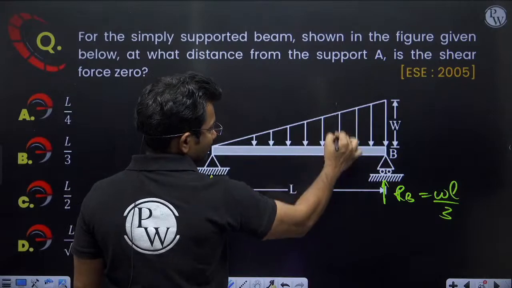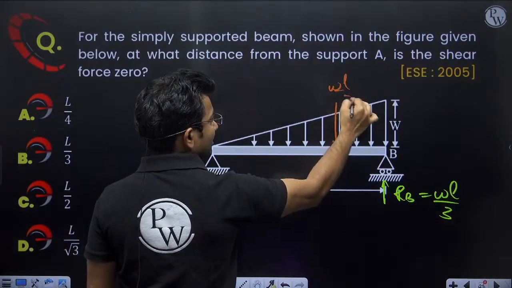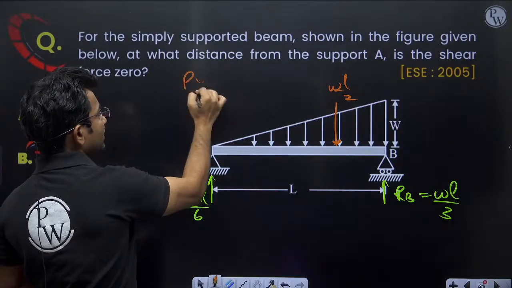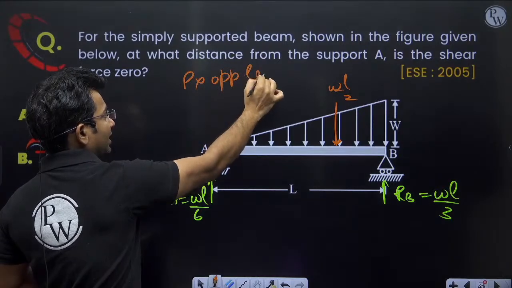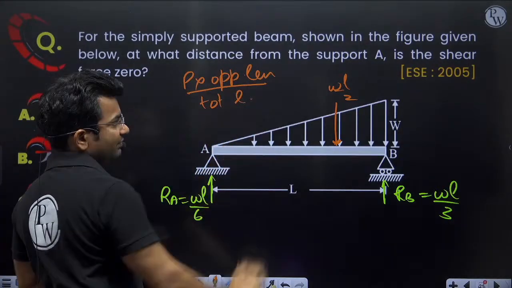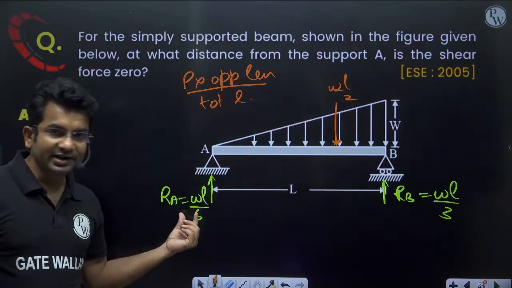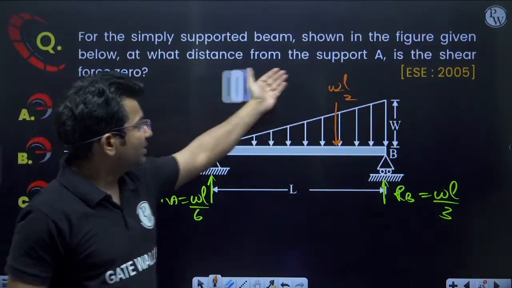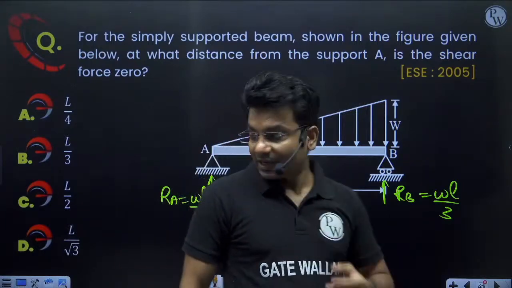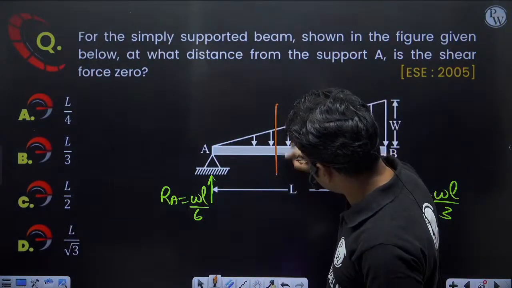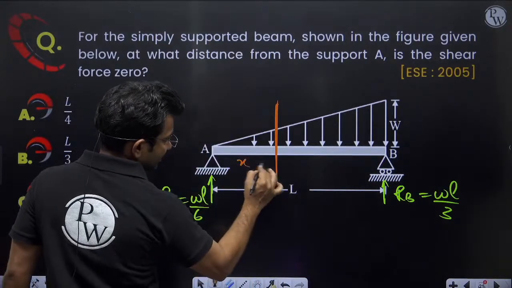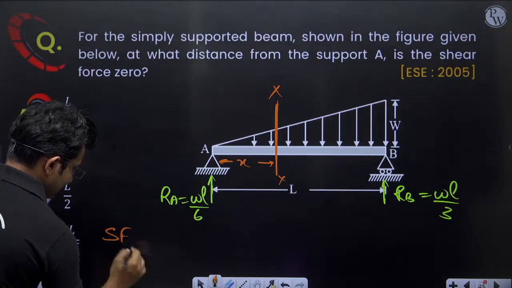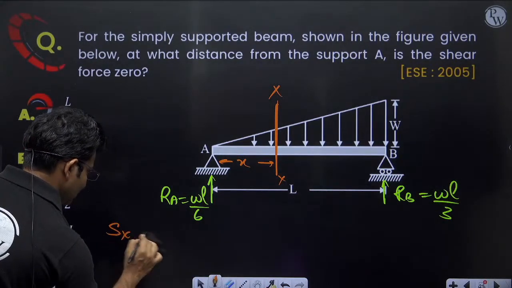So this total load will be WL by 2. Now take the support reaction as force into opposite length by total length, then we can easily find. So we get RA as WL by 6 and RB as WL by 3. Okay, so RA and RB are clear. Now let us take any general section here at distance x, and find the value of shear force at this section xx. So shear force at section xx will be equal to how much?